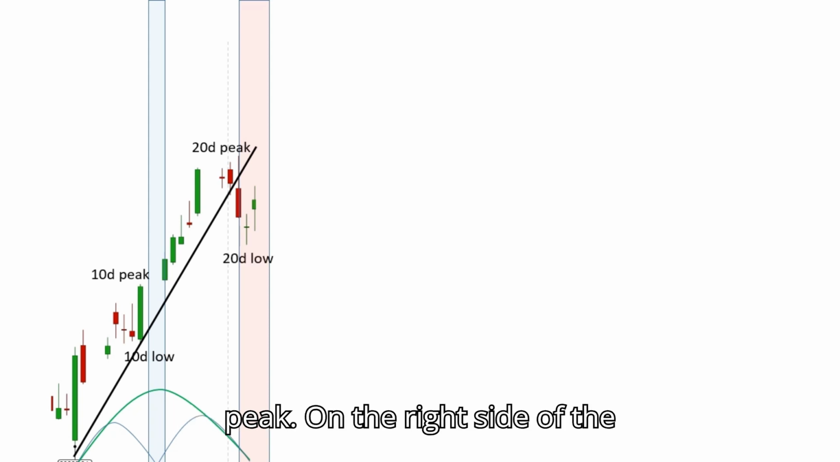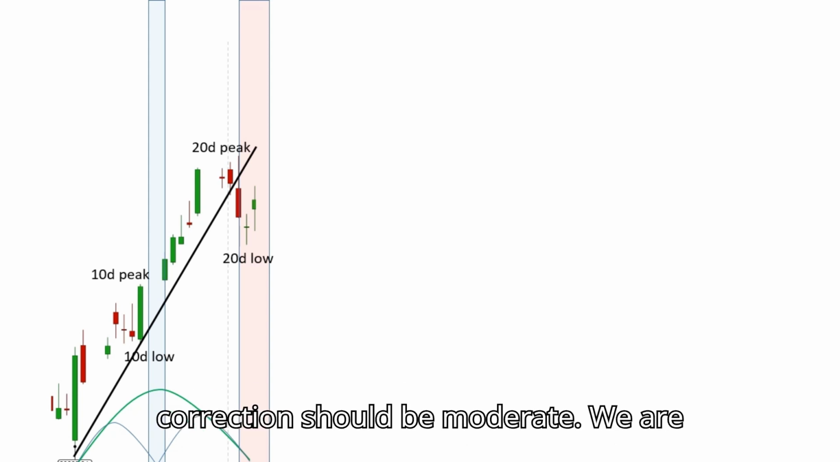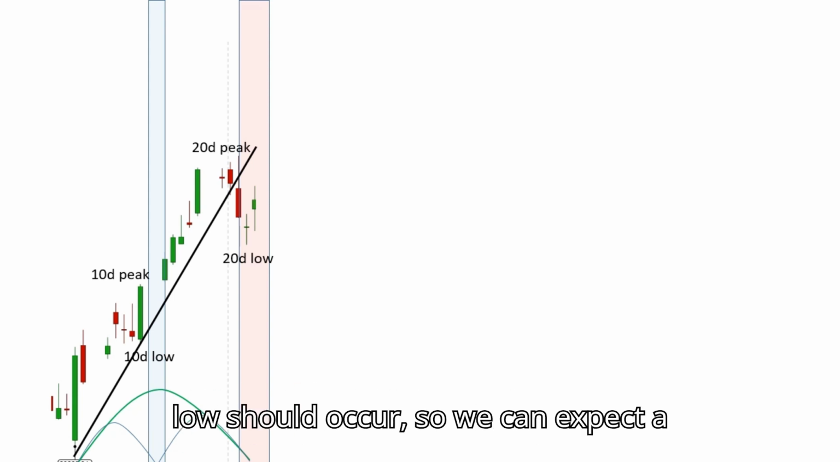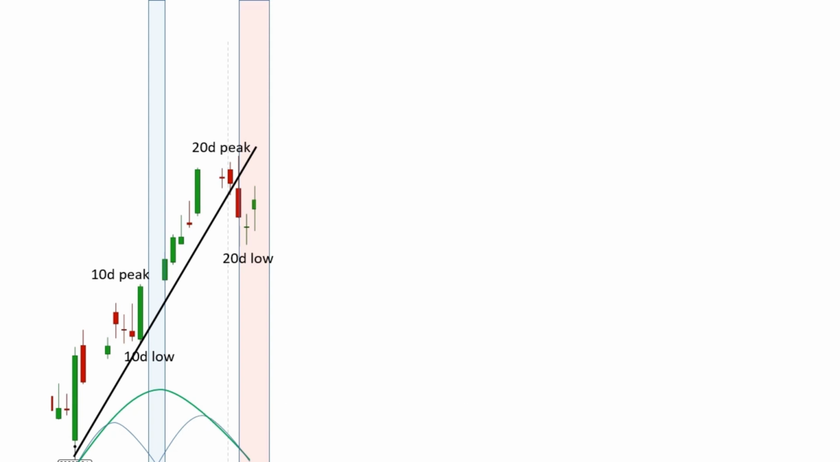On the right side of the cycle, we call right translation, usually bullish for the market, meaning the correction should be moderate. We are now in the time zone where the 20 days low should occur, so we can expect a rebound soon. We can label with confidence the 20 days low.